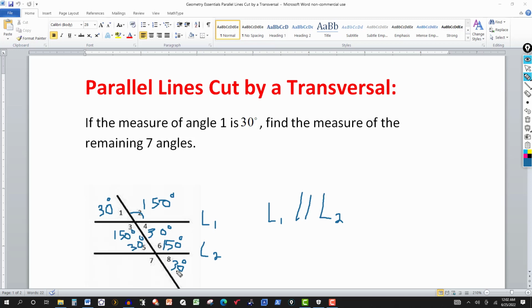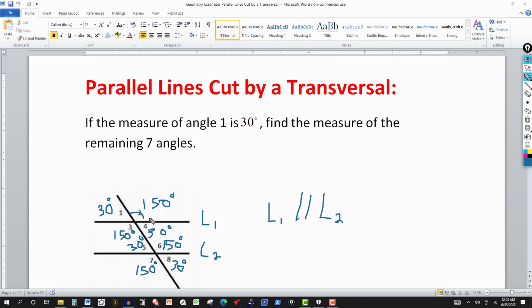30 degrees, 30 degrees. And then here again I could say angle 6 and 7 have to be vertical angles, so they have to be equal. That's 150. Or I could say again angle 5 and 7 have to be supplementary. Either way, that's going to be 150.